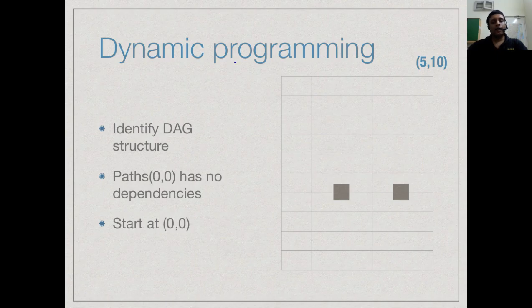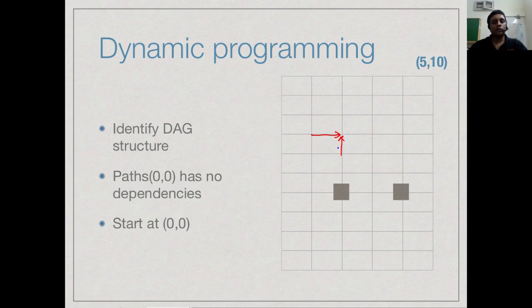So how would we use dynamic programming on the grid? This is our grid with the two holes at 2, 4 and 4, 4. The first thing is to identify the DAG structure of the dependencies. We know that every i, j depends on its left and bottom neighbor. So this is how we do the DAG, if you remember.